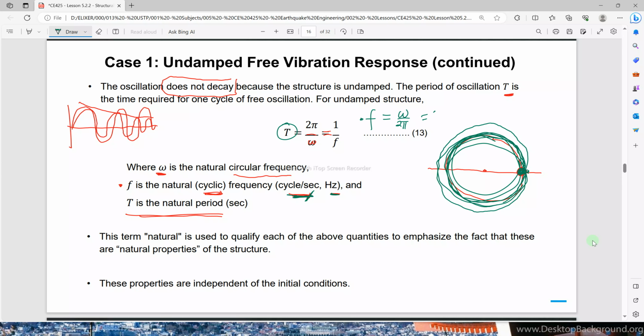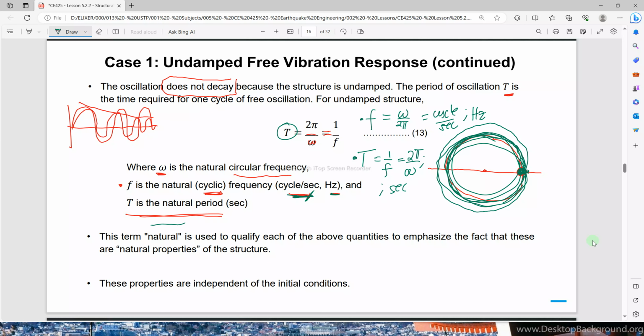Or that is equal to cycle per second, the unit is hertz. The natural period, or the natural time to complete a cycle, is just the inverse or opposite of the frequency. That is equal to 2 pi over omega, and the unit is simply seconds.